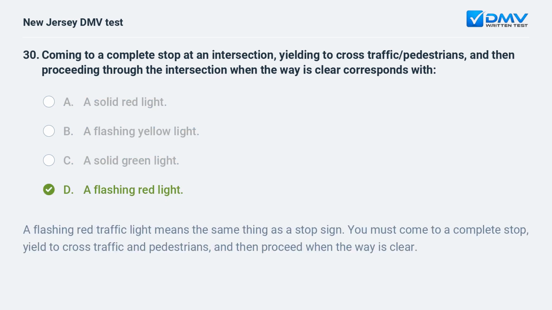D. A flashing red light. A flashing red traffic light means the same thing as a stop sign. You must come to a complete stop, yield to cross-traffic and pedestrians, and then proceed when the way is clear.